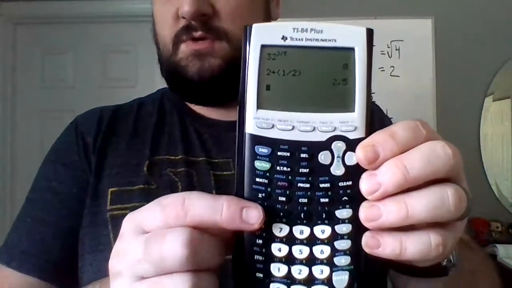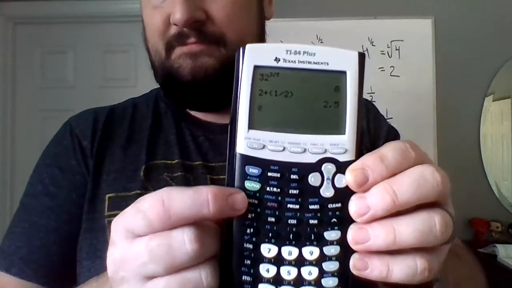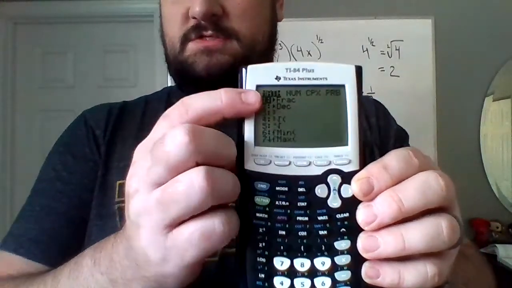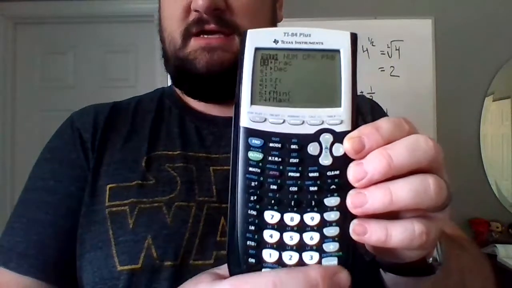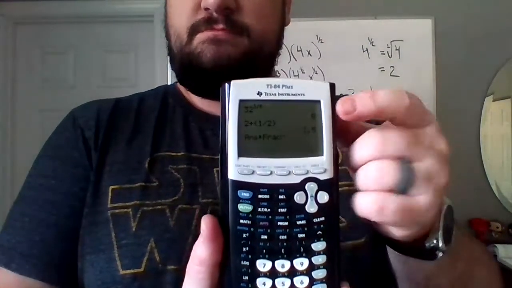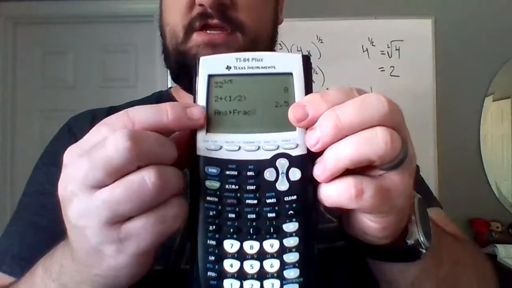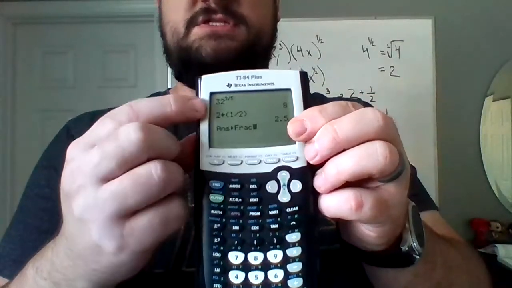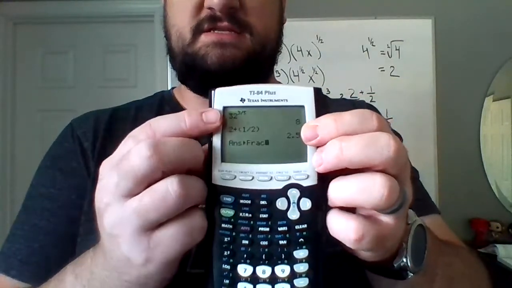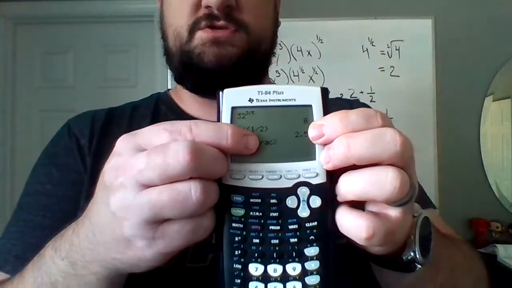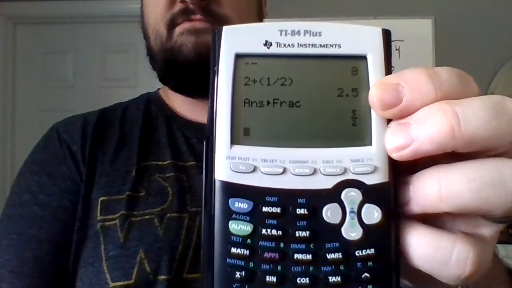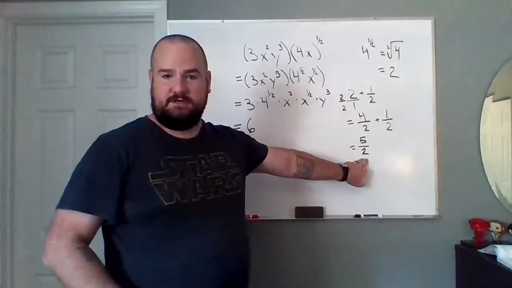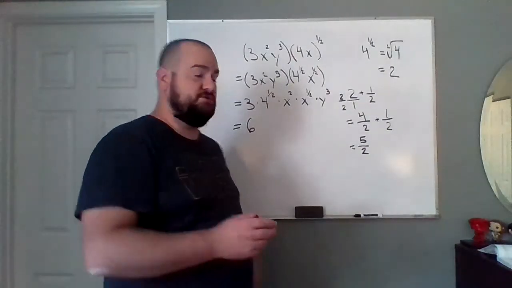What we're going to do is use this button here that says math. Notice that first option says arrow fraction, or frac. What that does is it says take whatever's in front of it here, so in this case ANS, which is simply asking for the previous answer, saying take the previous answer and convert it to a fraction. And we get 5 halves, which is exactly what we have right here. So that was all to combine our x's.